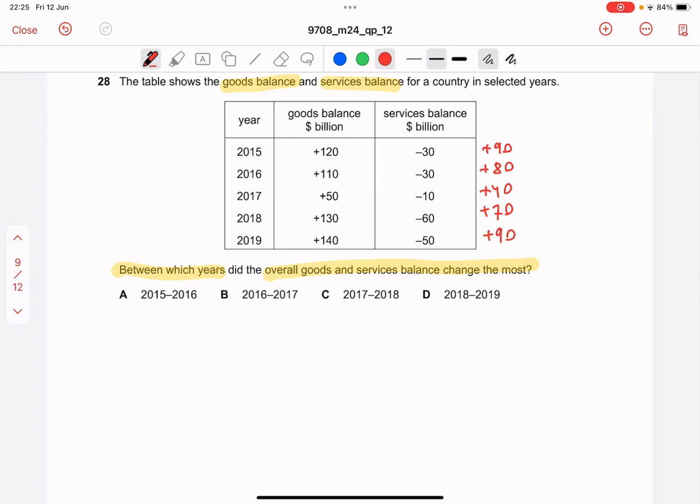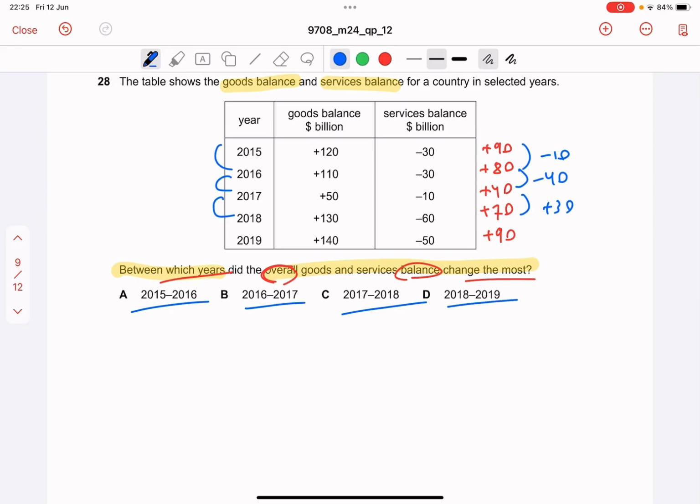Okay, so it says between which years did the overall goods and services balance, overall balance basically, change the most? So let's just look at the options first. Now A says between 2015 and 16, so between these two. Find the difference between that, and that would be it decreased by 10. And for 2016, 2017, it decreased by 40. And for 2017, 2018, it increased by 30. For 2018 and 2019, it increased by 20.